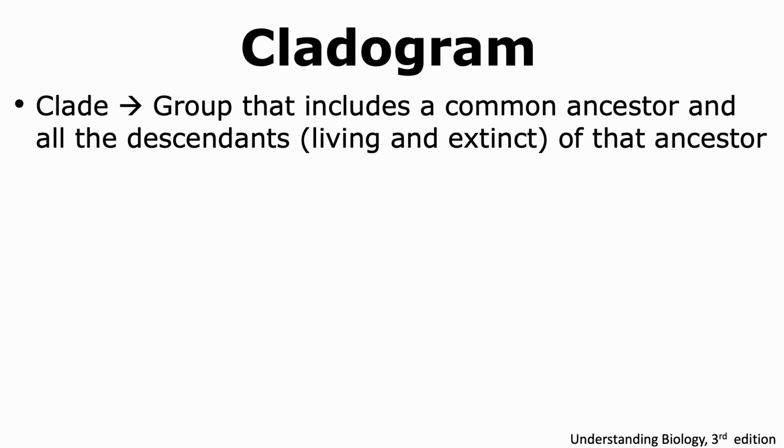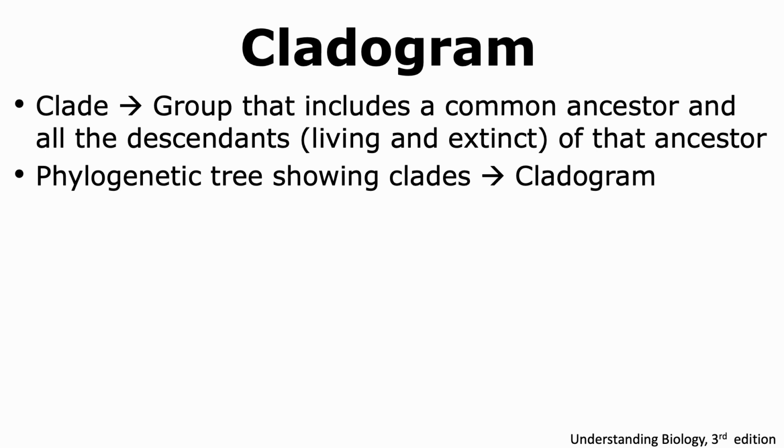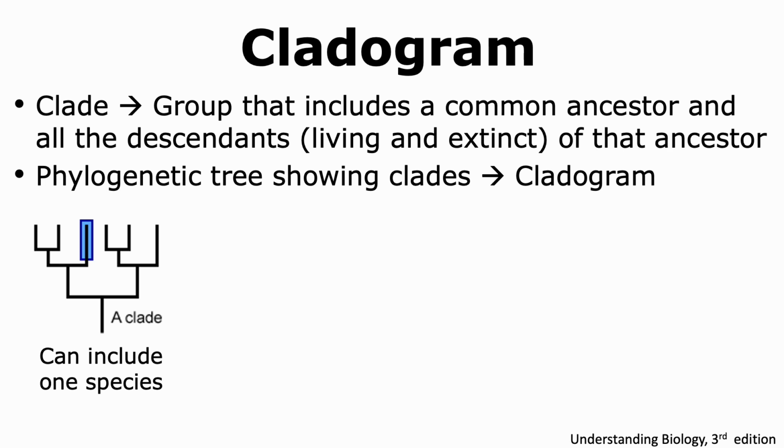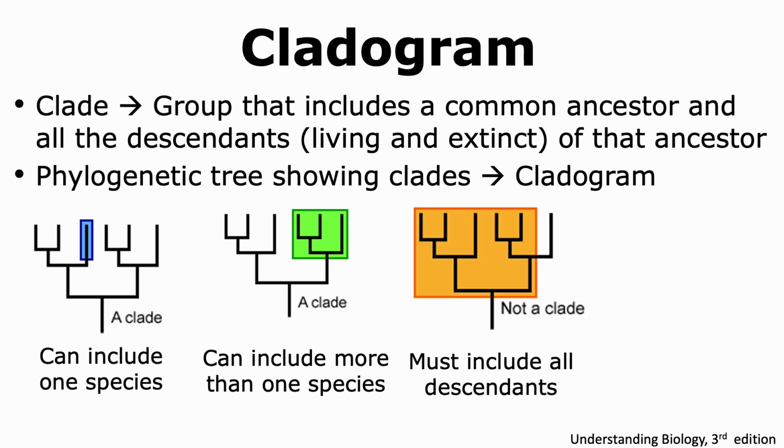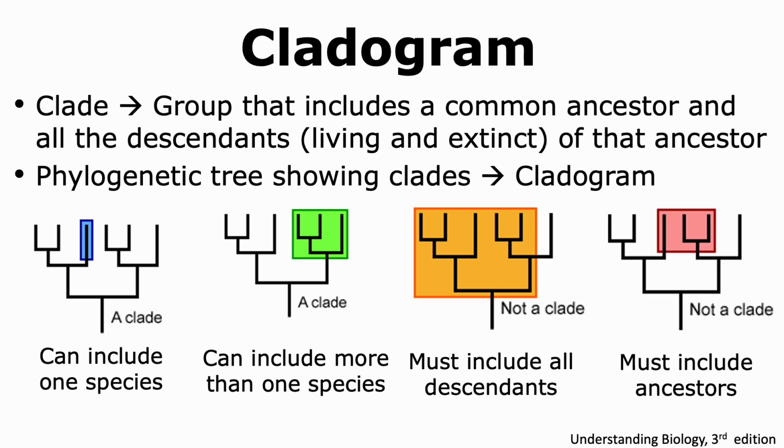Thus, a clade is a group that includes a common ancestor and all the descendants that arose from that ancestor. These descendants could be living or extinct. A phylogenetic tree that shows clades is called a cladogram. Now, a cladogram can include only one species, or it can include more than one species, as shown in the figure. Additionally, a cladogram must include all the descendants so that it is a clade, and it must also include all the ancestors that gave rise to the different descendants.